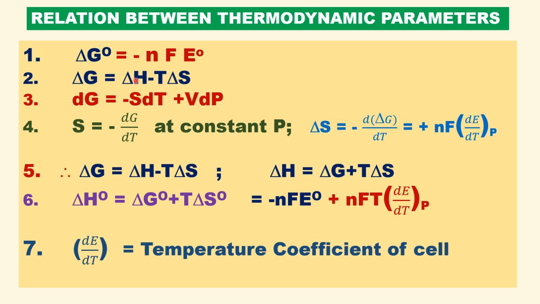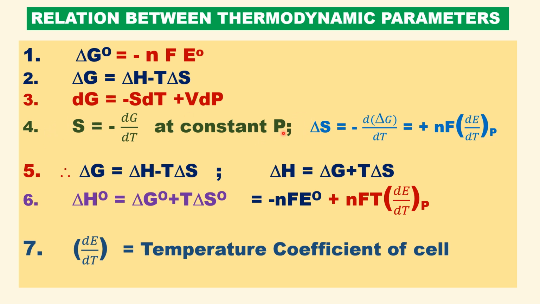From the second law of thermodynamics, again, delta G equals delta H minus T delta S, and when temperature and pressure are varied, the change in free energy is given by this expression. Let us keep pressure constant. Therefore dP equals 0, there is no change in pressure, therefore S equals minus dG by dT.